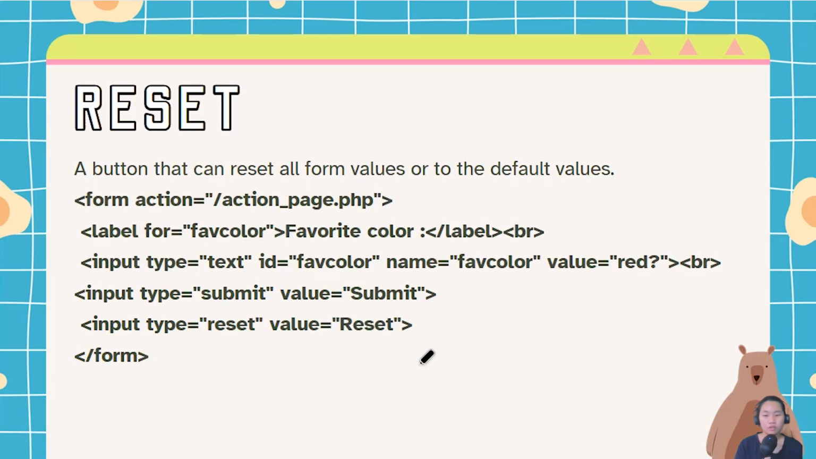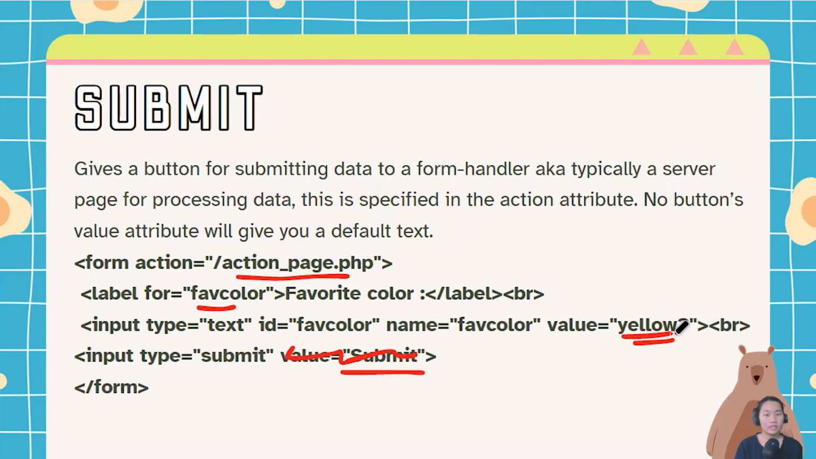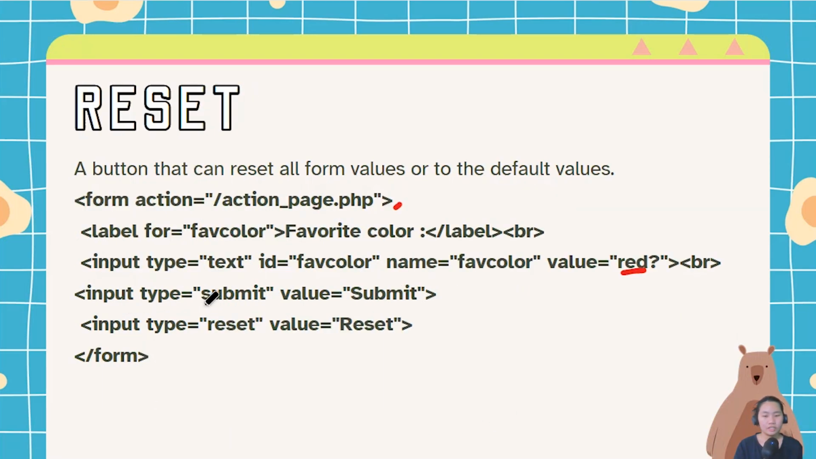Now let's move on to reset. Reset is a button that can reset all form values to either blank or to their default values. So once again, I have form with the action attribute set to the form handler, label for favorite color, the gist. Input type is text, ID favorite color, name favorite color, value is red, serving the same purpose as it did over here, okay? And input type submit, we have a submit button, and then we have a reset button, okay?